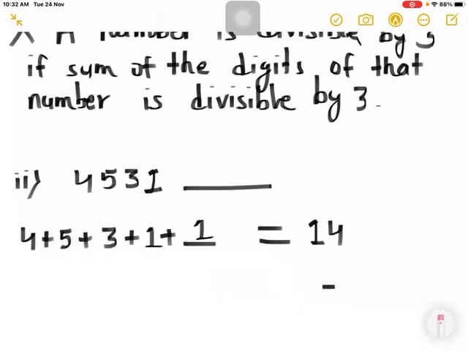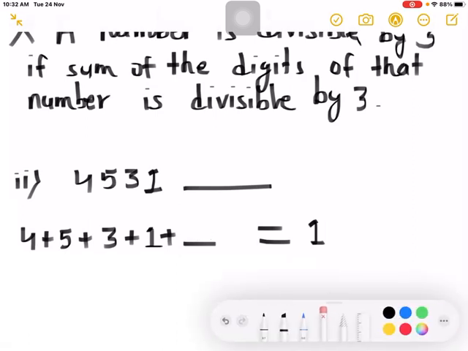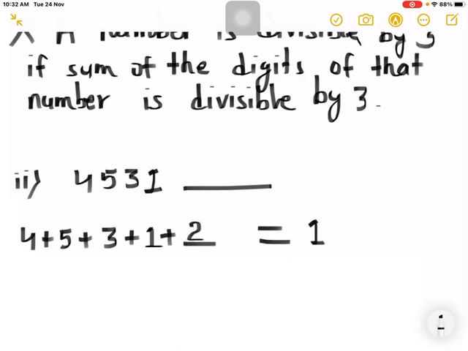So our digit is not correct here. So if you put 2, then what will be? Let's find out the sum. 9, 10, 11, 12, 13, 14, 15. Okay. Here the sum will be 15, then 1 plus 5, it is 6. So 6 is divisible by 3, so you can write 2 here. Okay, you can write 2 here.